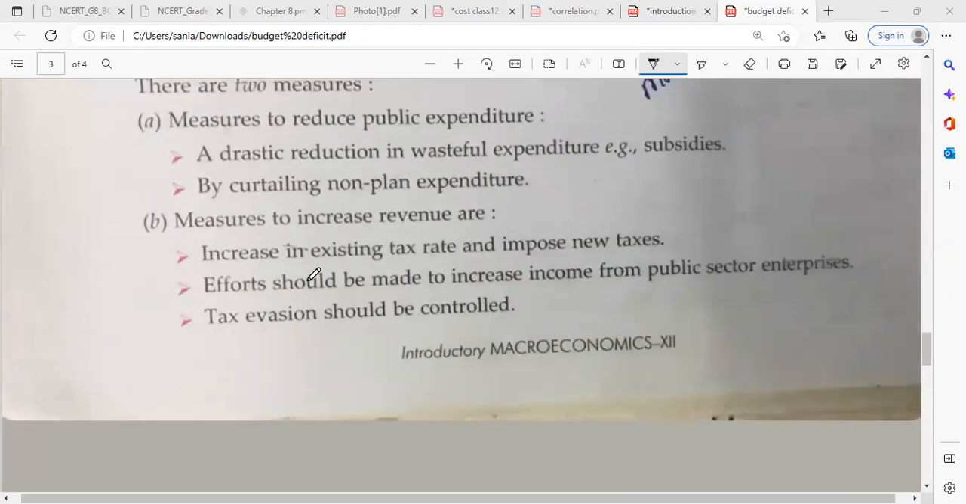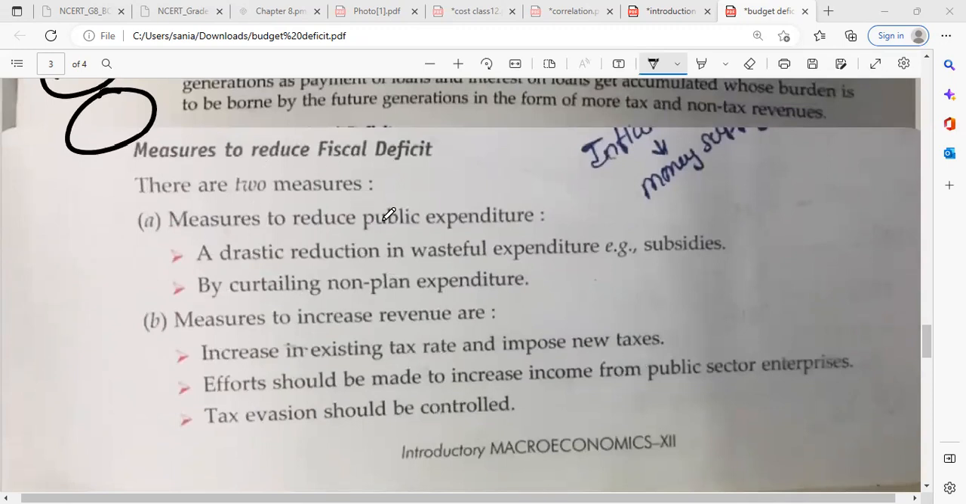Okay. Now the next one. How will you do that? Again, public expenditure and the increase in revenue. The same thing, because the deficits are the same thing. Quickly read it and then we'll do the next.